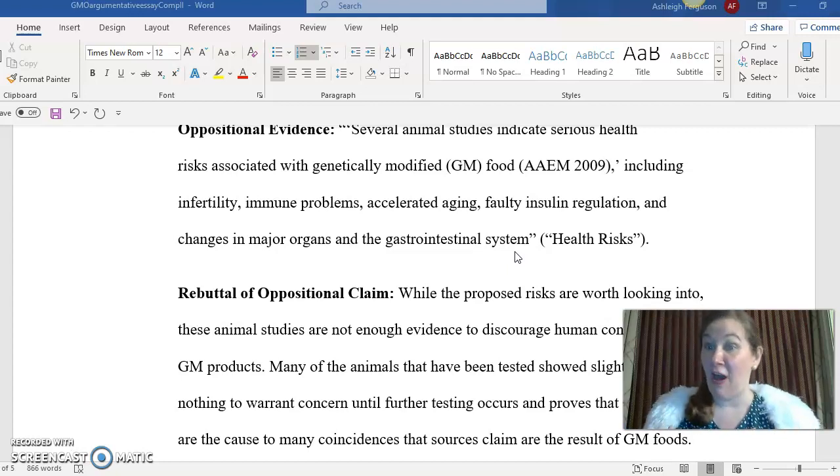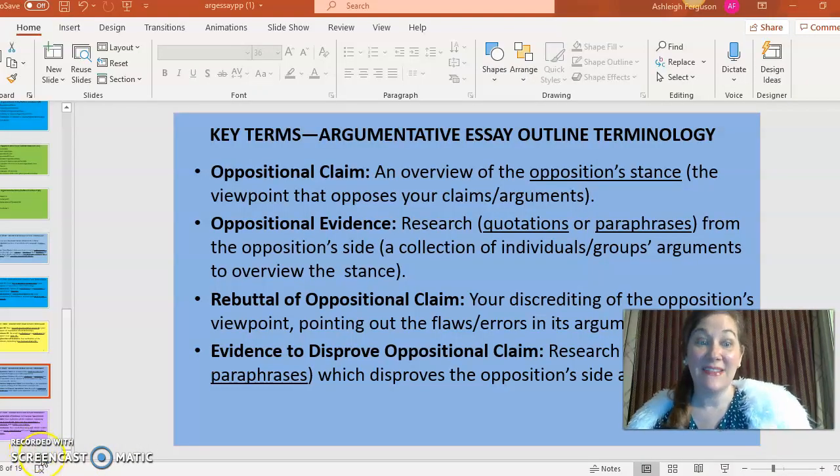But he has to acknowledge that, listen, not everybody agrees with his opinion on supporting genetically modified foods. This is the other side's viewpoint. This is why they disagree with him. But guess what? He can point out why he disagrees with their stance. And that's what we're going to look at next. And next is a rebuttal, which we'll be discussing in the next video.